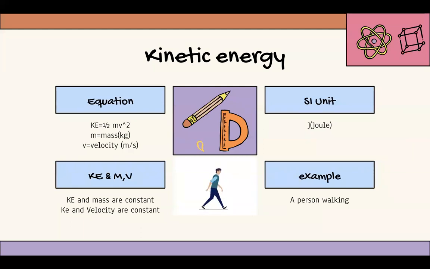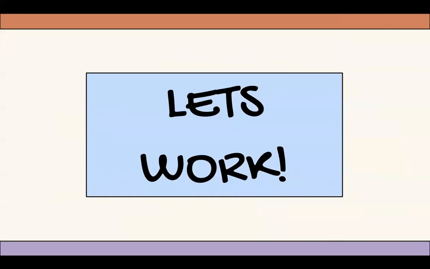Kinetic energy depends on mass and velocity. If mass or velocity increases, kinetic energy increases, and vice versa. But the speed affects it more because it's squared, as we can see in the equation above. An example of kinetic energy is a person walking. Now let's solve a quick question about kinetic energy.